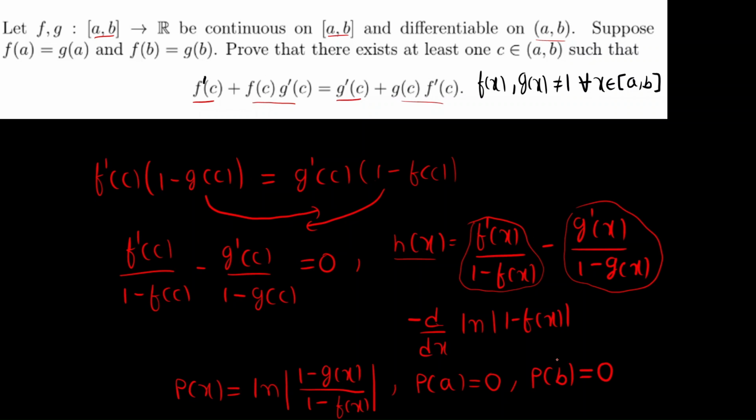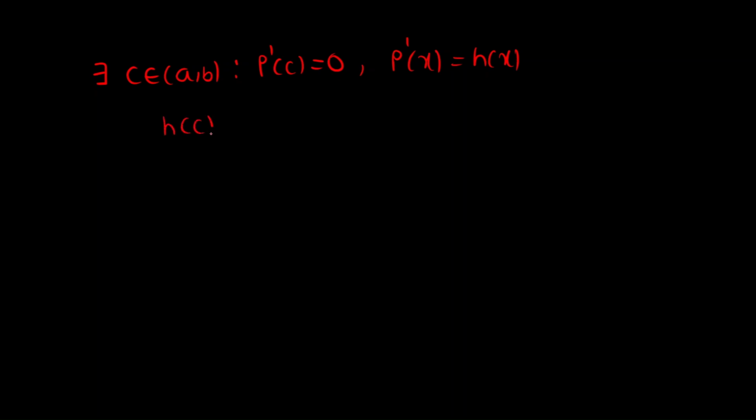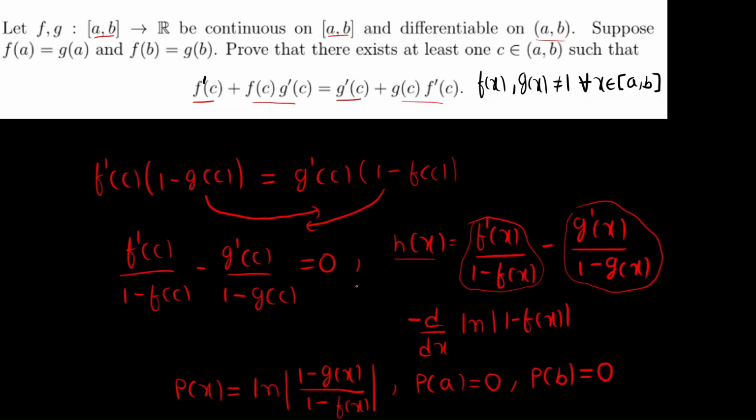Now since p of a and p of b both are 0, I can apply Rolle's theorem and say that there exists c belonging to (a, b) such that p dash of c is equal to 0. But we know that p dash of x is equal to h of x, which means that h of c is equal to 0, which is what we were trying to get.